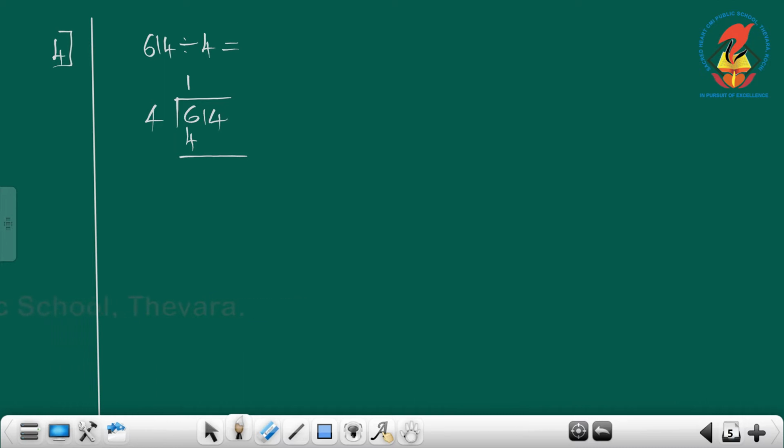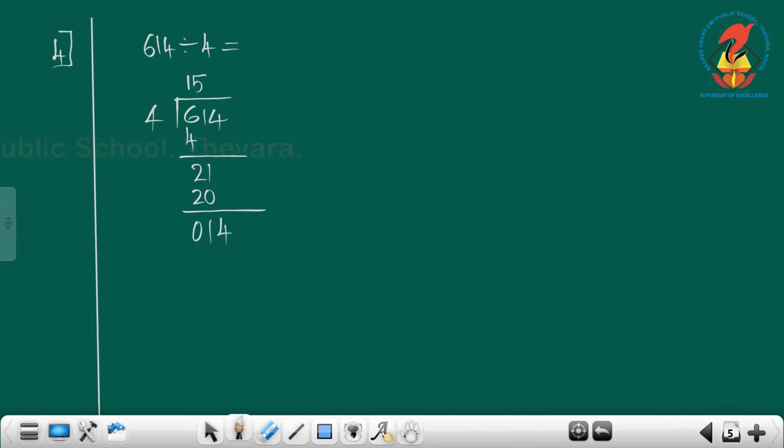Then what is the next operation? It's subtraction. 6 minus 4, the answer is 2. What is the next number? 1. Bring it down. So in 21, how many times does 4 go? 5 4s are 20, so 5 times. You should write 5 up top, then 5 4s are 20. Write it below 21. Then 1 minus 0, the answer is 1. Here 2 minus 2 is 0. Then bring down the next number.